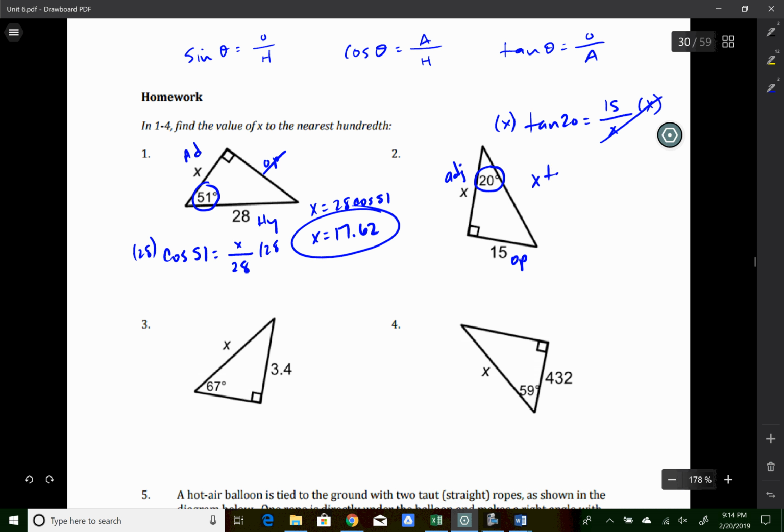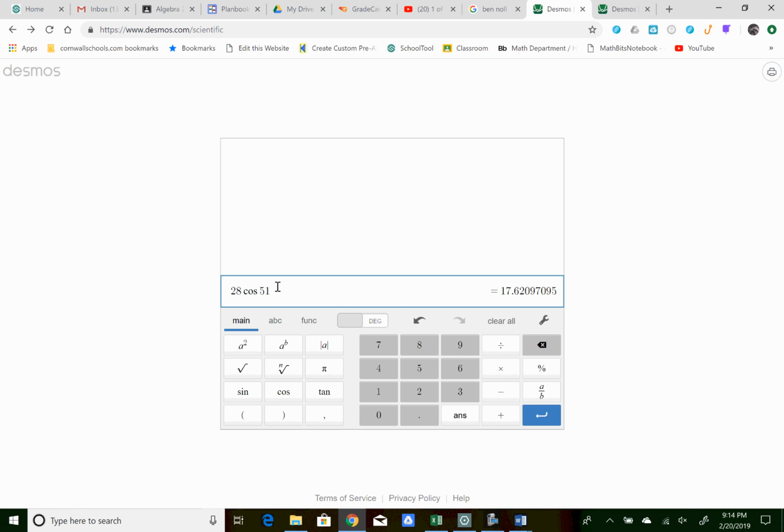So we have one more step of algebra to do here to get x by itself. Now we've gotten it so it's not in the denominator anymore, but it's still attached to tangent of 20. So I'm going to divide both sides by tangent of 20. So I have x equals 15 over tan of 20. Let's go into our calculator here and see what we get. So 15 divided by the tangent of 20. 41.21. Perfect.